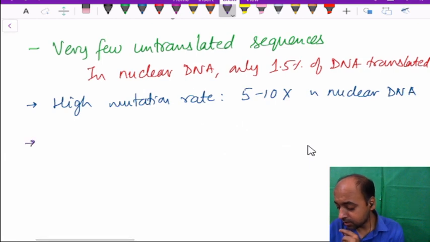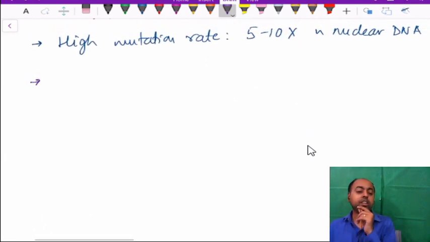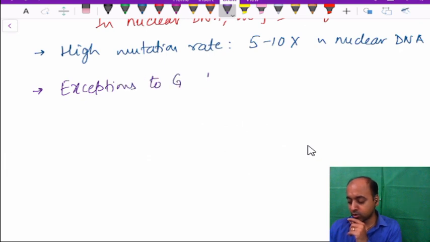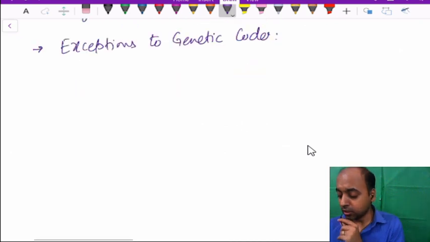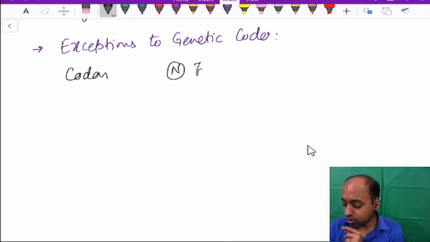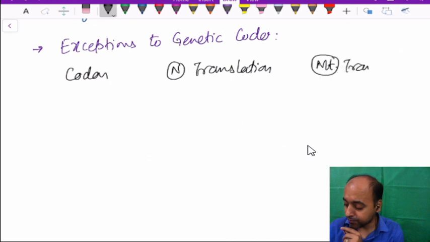Lastly, there is some variation from the universal genetic code, so we call them the exceptions to genetic code. What are the exceptions that we see to the genetic code here? To list these exceptions, I'll write the codon that we are talking about, mention the normal translation, and then mention what we see in the mitochondria.